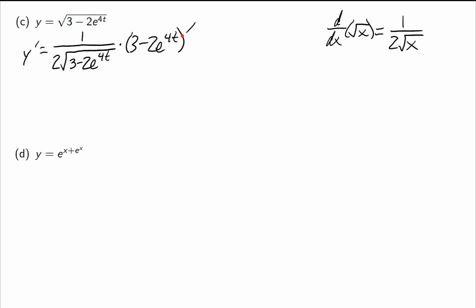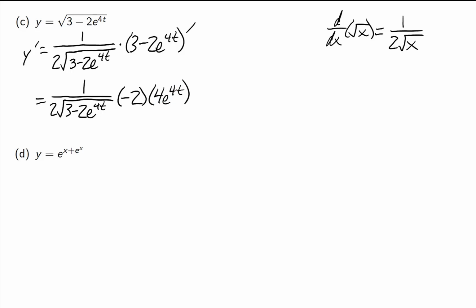Just rewrite the inside and I'll put a prime. And by the way, if you get decently good at derivatives that you want to go ahead and calculate this in the same step, feel free. I have no complaint about that whatsoever. I end up with 1 over 2 square root of 3 minus 2e to the 4t, and then I just need to multiply by the derivative of the inside. The 3 is going to disappear, and then I've got a negative 2 for the coefficient, and e to the 4t is the e to the kt rule, whose derivative is always k e to the kt. I get 4e to the 4t.